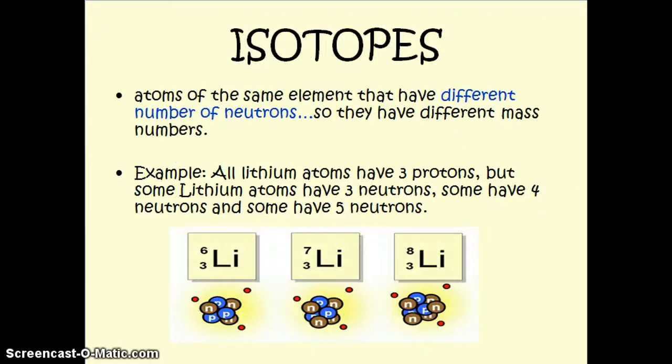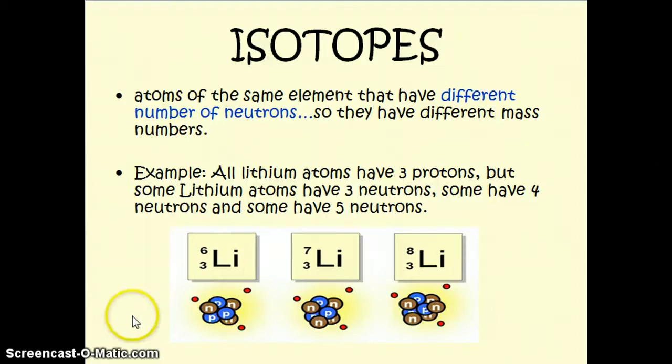Okay? We talked briefly about isotopes last week, but I want to revisit this now that we've talked about the atomic numbers and the mass numbers. The isotopes are atoms of the same element, but they have a different number of neutrons, and so the mass numbers will be different. The example that I have here is that all lithium atoms have 3 protons, but some lithium atoms will have 3 neutrons, some will have 4, and some will even have 5.